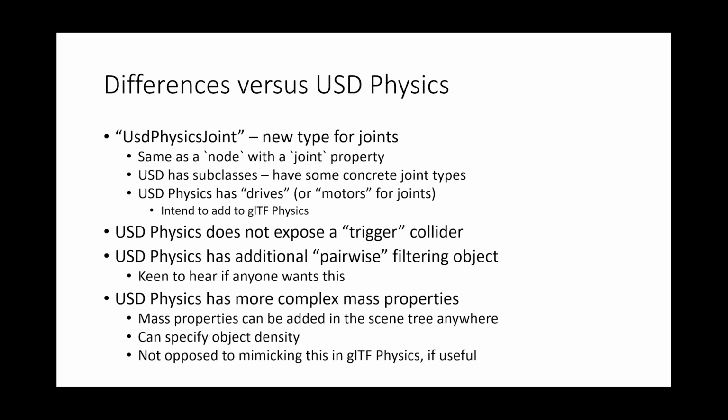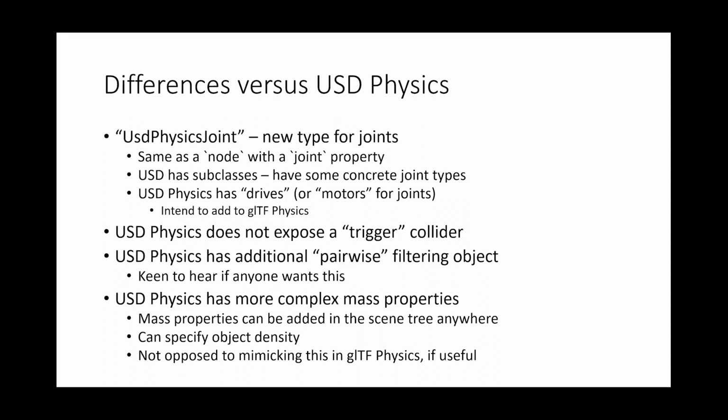The USD physics group is currently working on deformables, so I don't want to rock that boat, but it's something I hope to get in the future. It also has an additional pairwise filtering object. So the filtering we use in the spec for glTF physics assigns categories to objects. But USD has something analogous to that category, but it also has an additional pairwise filter where you can say this object should not collide with this one. That might be useful for some people. I'm not sure, but if anyone does want it, please let me know.